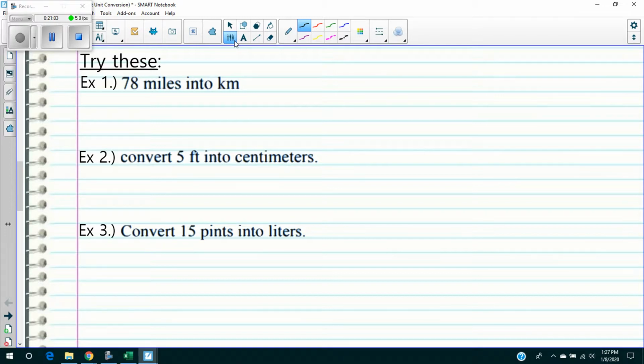For number 1, 78 miles to kilometers. Let me just write that down. Remember, sometimes you're working with non-terminating, infinite decimals, so your answer might be ever so slightly different. If you're really close, that's good. So here we have 125.53 kilometers for 78 miles. Work that out.